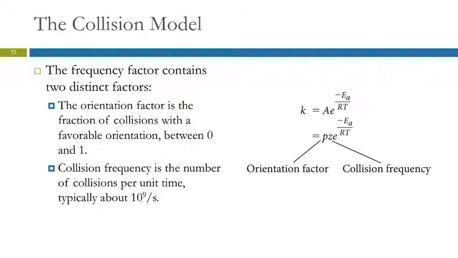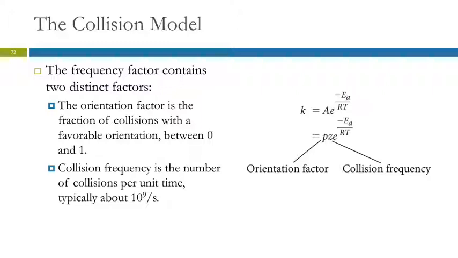The two particles have to collide with the correct orientation. So the orientation factor is also a fraction of collisions. It's a fraction that have a favorable orientation, between 0 and 1. So if all the collisions have the correct orientation, that factor would be 1. The collision frequency is the number of collisions per unit time, typically about 10 to the 9th per second under regular sorts of conditions. So these things are bumping into each other a lot, right? 10 to the 9th times in a second.